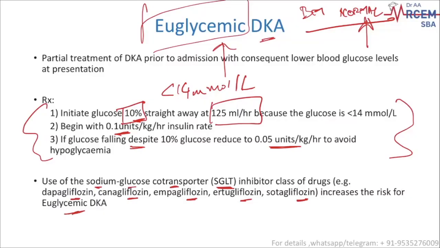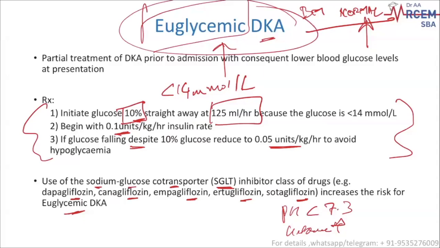Along with it, they will mention that the glucose level is in the normal range, but the other parameters will be deranged. What are the other parameters? The pH usually will be less than 7.3. The ketones will be significantly elevated, satisfying the DKA definition, but the glucose level is in the normal range. That's when we call it euglycemic DKA, and one of these drugs will be present.